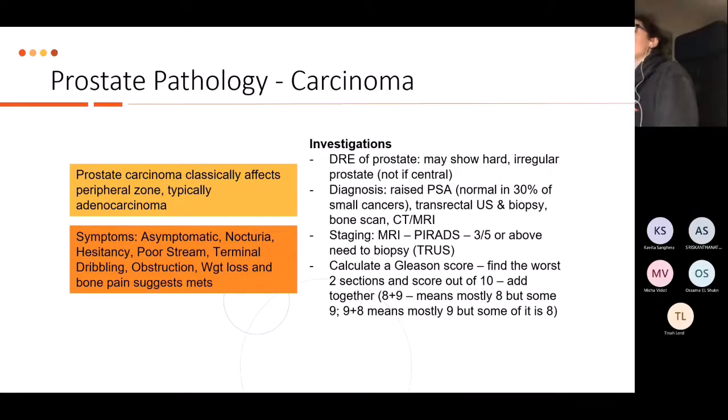Gleason score is then used to grade the cancer. And basically, as I said, you find the worst 2, and the first number indicates the one that is the most common. So 8 plus 9 would be slightly better than 9 plus 8, because what that means is that most of the tissue you looked at is an 8 out of 10, and then a little bit is a 9. Whereas a 9 plus 8 means that mostly you're talking a 9 out of 10, and then a bit less is an 8 out of 10.